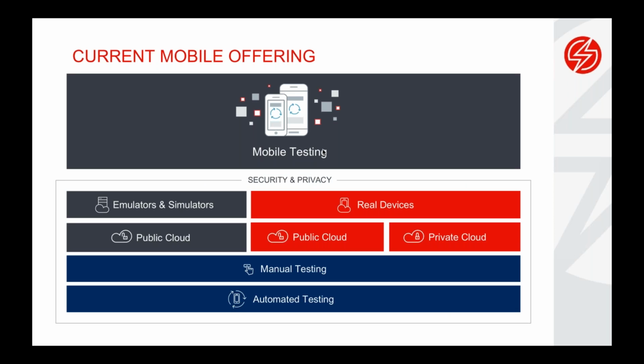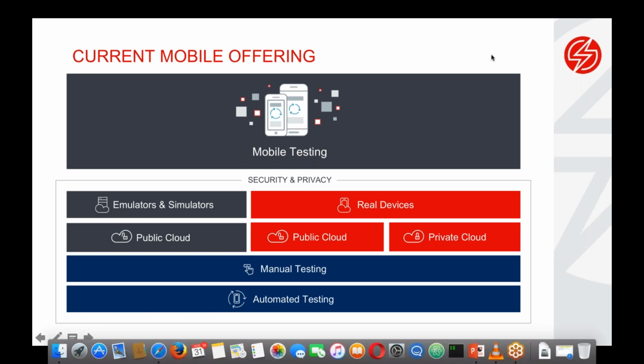So our current offering for mobile, if we discuss mobile only, spans, as mentioned, across emulators, simulators, and real devices. When we are talking about emulators and simulators, we have the public cloud, which supports different Android versions and different iOS versions. When it comes to real devices, we have both public cloud and private cloud offerings. Those both are supported, both for manual testing and automated testing. When you do manual testing, you can launch your web application or your native application.